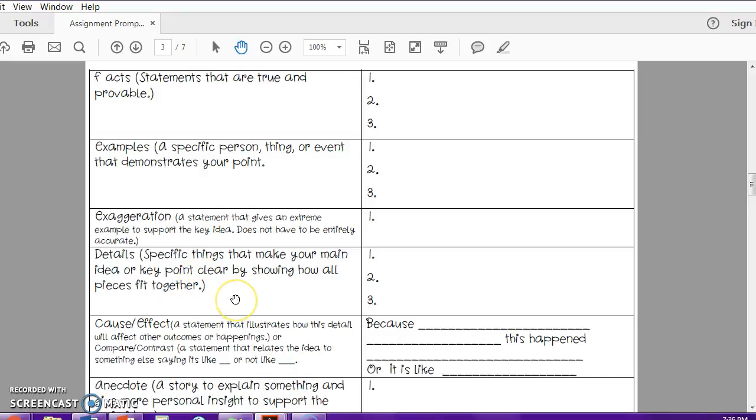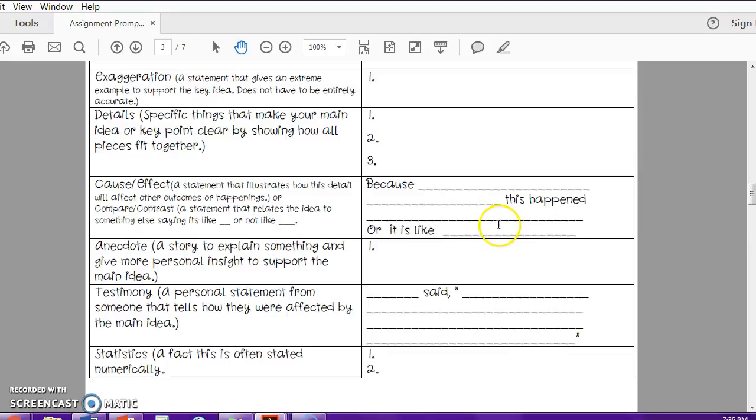Details are just specific things that highlight your main point. It makes your key point or your main point more clear, and it shows how things fit together. So like details in a story, right? All right, cause and effect, and I've given you a sentence starter here, but you do not have to use it. There's actually 2, but for example, you guys are familiar with cause and effect. It's a statement that illustrates how one detail will affect another detail, or not really a detail, but an outcome or happening.